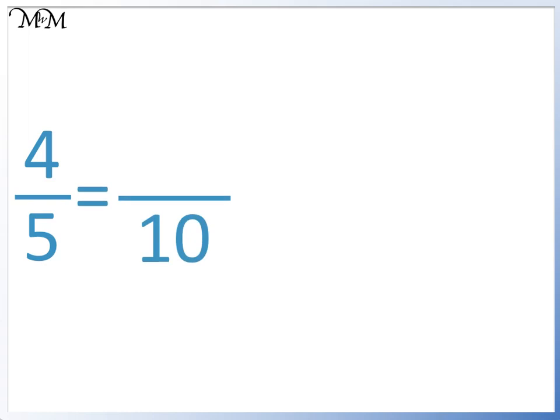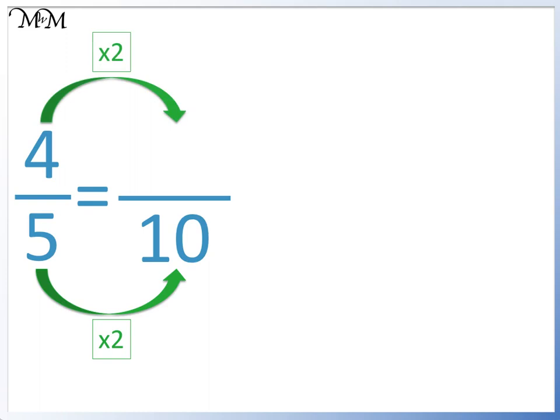Our fraction is 4/5. In this example, we can add an extra step to make it easier. First, we'll convert 4/5 to tenths. What do we multiply 5 by to get to 10? We multiply by 2. 5 times 2 equals 10. We've multiplied the denominator by 2, so we also need to multiply the numerator by 2. 4 times 2 equals 8. We now have 8 tenths.